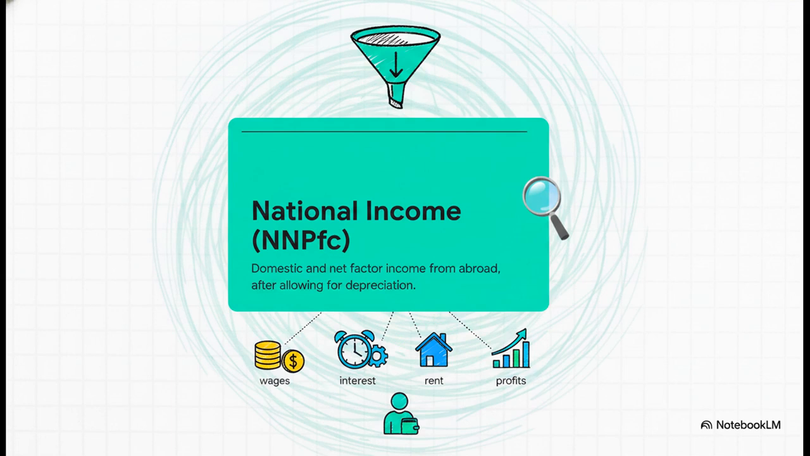To begin our methodical stripping away of institutional wealth, we have to establish our baseline starting point. Think of this as the absolute widest part of our macroeconomic funnel. We're talking about national income, or net national product at factor cost, which is represented as NNP sub FC. This is the sum total of all domestic factor income plus the net factor income earned from abroad by normal residents. And crucially, this is strictly after making an allowance for depreciation. It represents the true net production of our economy, measured by the actual factor payments, wages, interest, rent, and profits, entirely without the distorting effects of indirect market taxes.